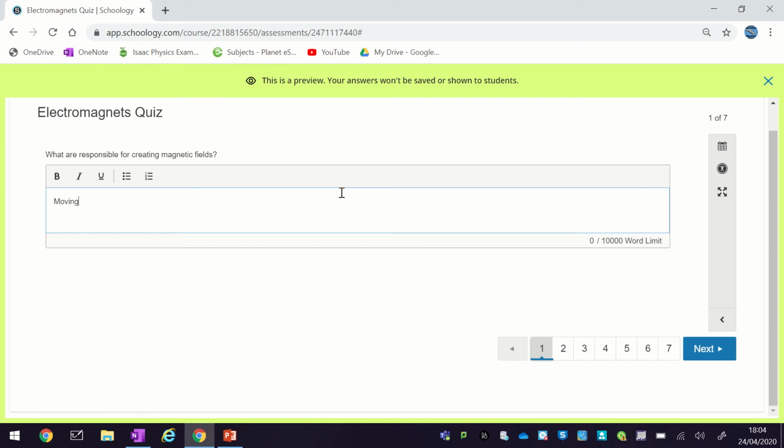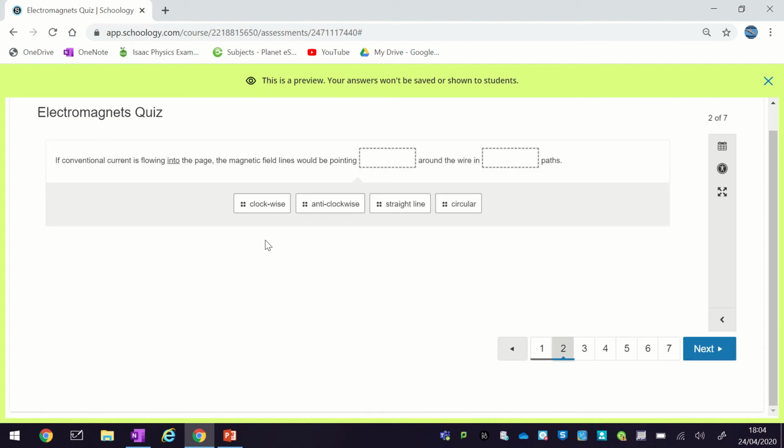We know that moving charged particles are what actually creates magnetic fields. A few people only got 1 out of 2 here because they didn't specify that it was moving charged particles, or they started going off about some stuff about electrons and whatever. Nice and simple, moving charged particles.